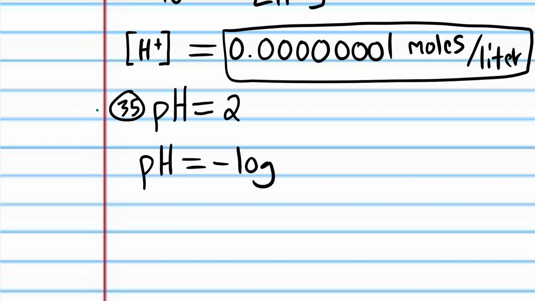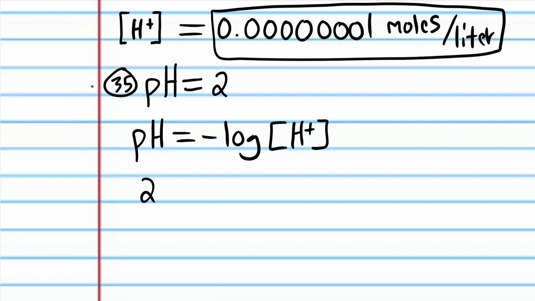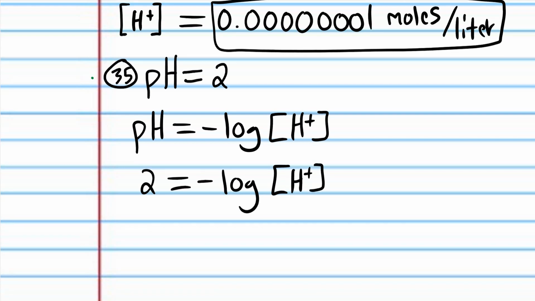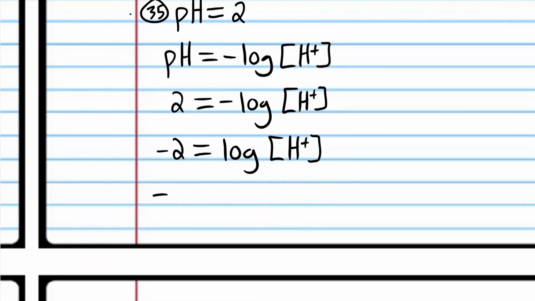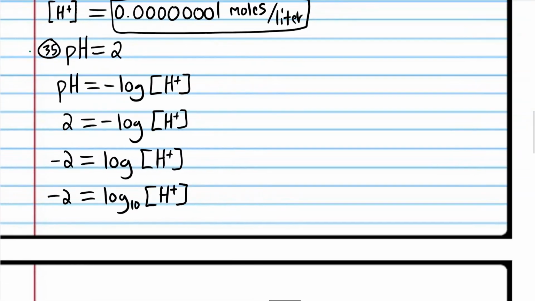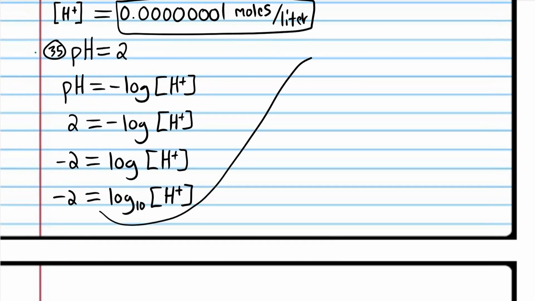So the definition of pH is a negative log of the hydrogen ion concentration. We know the pH is 2. They tell us that in the problem. We're going to multiply both sides by -1 to isolate the logarithm. We cannot translate that logarithm unless we isolate it first. And now we need to know the base of the logarithm, because the base is not written. But remember, if you don't see anything, it must be 10. So now we're going to translate this logarithmic equation to an exponential equation.